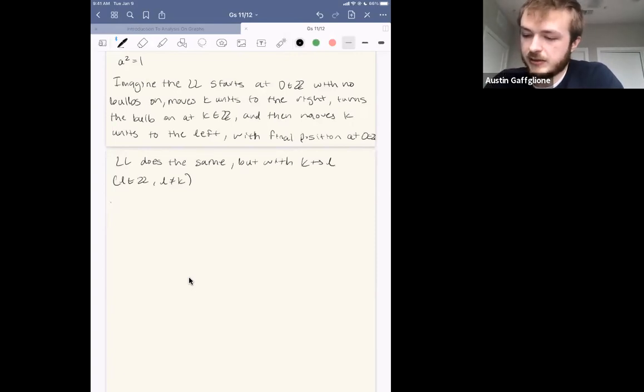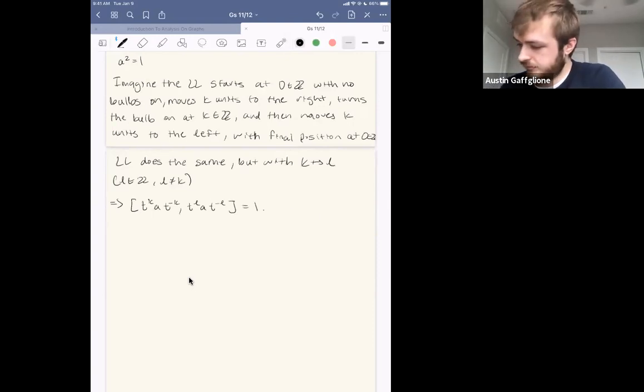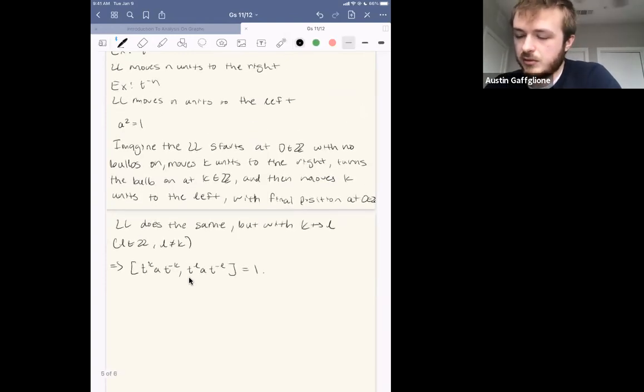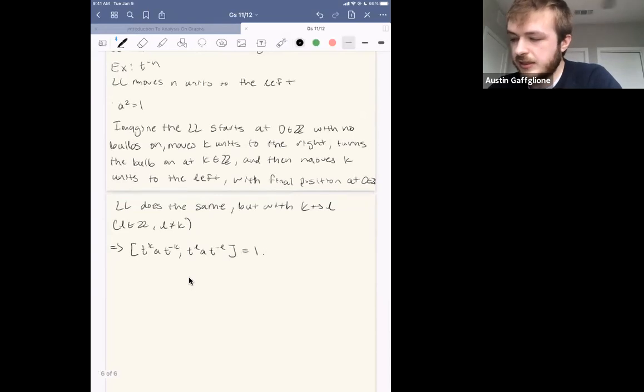So this means that the commutator, so T to the K, A, T to the minus K, and then T to the L, A, T to the minus L, I should get 1. So conjugates and products of these 2 relations, so A squared is equal to 1, and then this commutator relation, they're equal to the identity. So this is all we need for the presentation of L2.